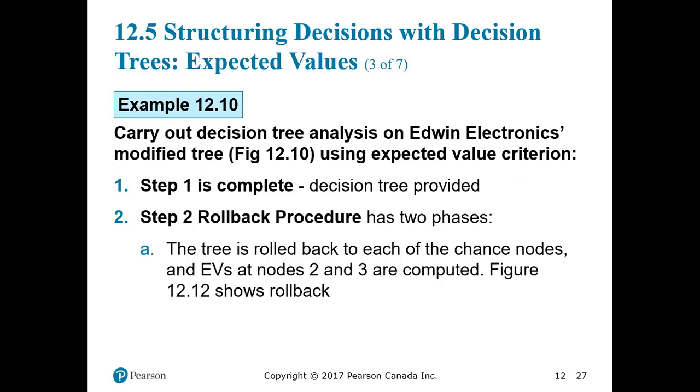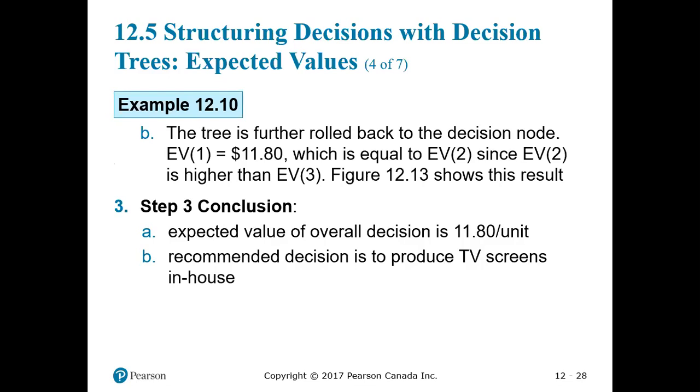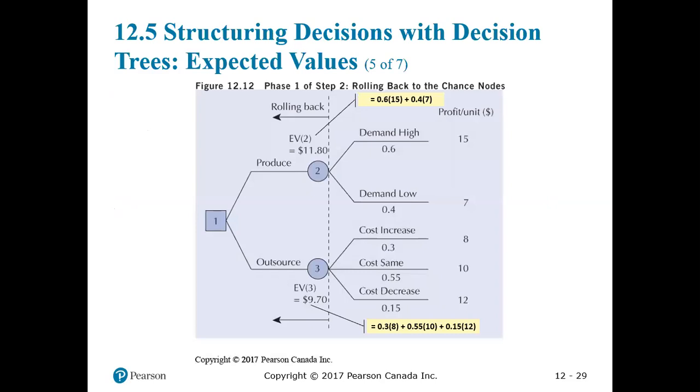So if we apply that to our Edwin Electronics example, the tree is further rolled back to the decision node of expected value E1, which is equal to the expected value of E2, since E2 is higher than E3. So what are we talking about? Here is the example of Edwin.